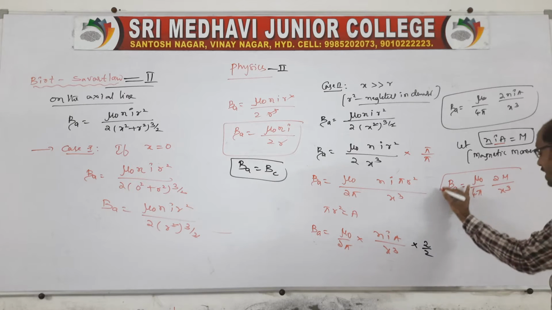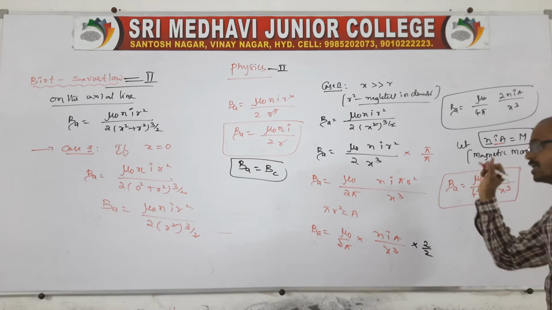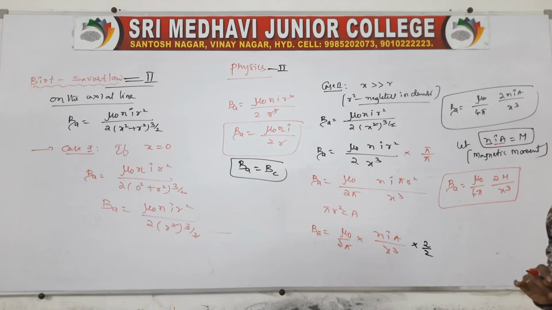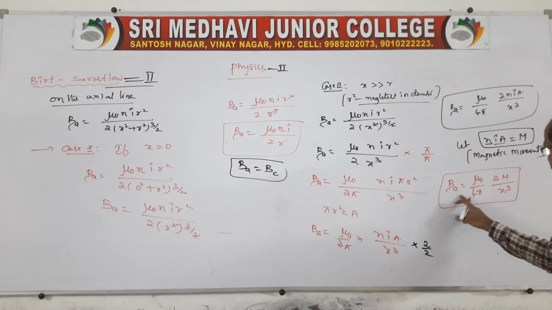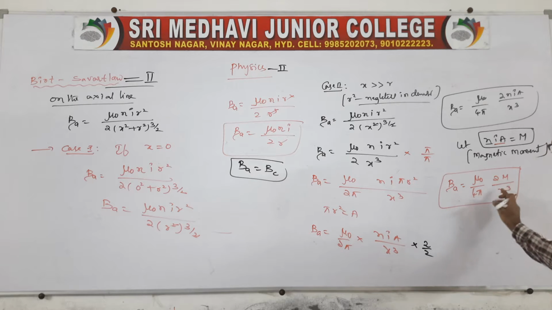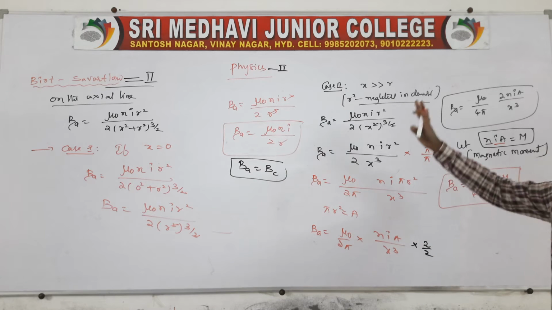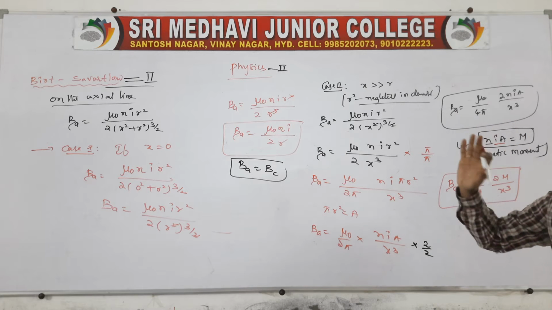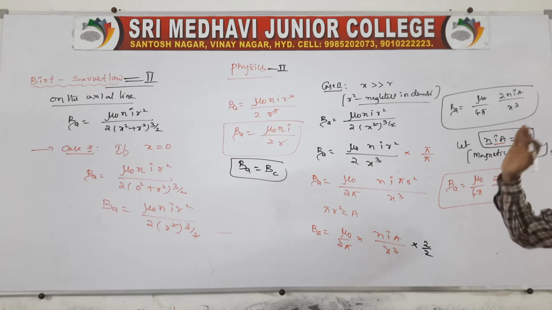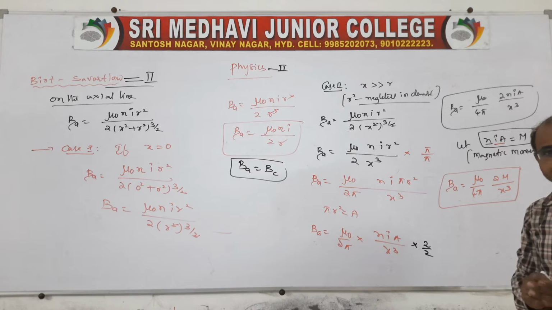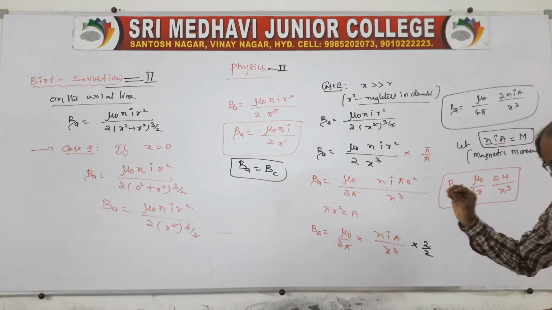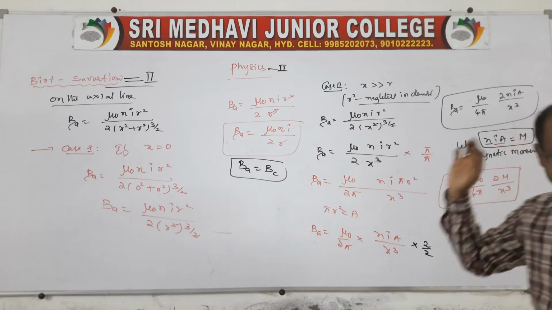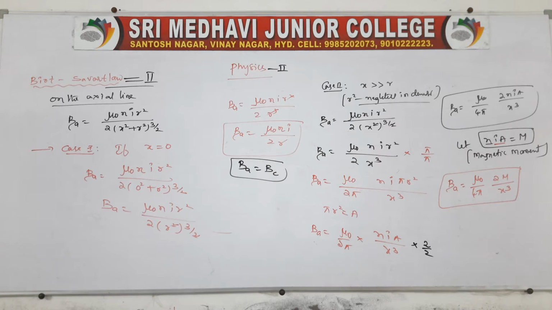This is the dipole moment of the axial line. See, the magnetic induction on the axial line will be B_A = mu naught by 4 pi into 2M by x cube. This is a very important 4-marks question, because it is there in magnetism also, with the same derivation. I will show you once you open your materials; there is no need to discuss this question again.